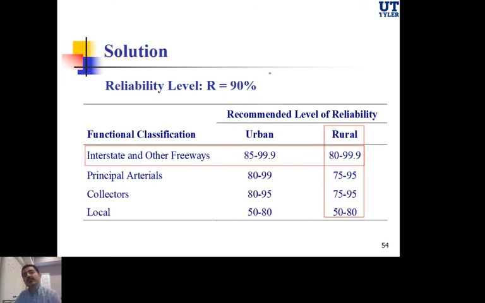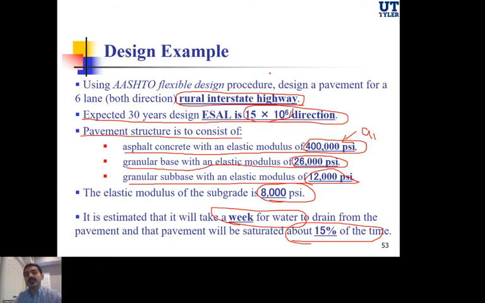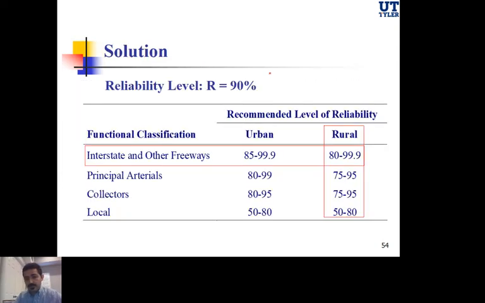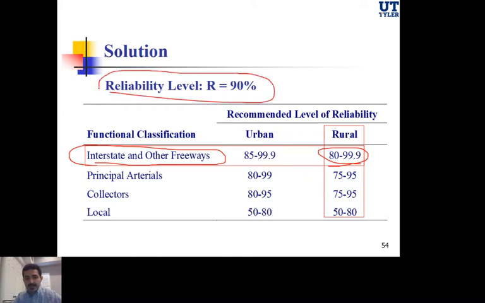So let's start with one of the simple things that gets us to this nomograph, the reliability level. It was told to us as a rural interstate highway. So it's an interstate, so I know the classification. It's not a principal arterial, it's not a collector, it's not a local, it's an interstate, and it's in a rural setting. That means the reliability level will be somewhere between 80 to 99.9%. I picked a reliability level of 90 as a midpoint. Again, if you pick 80, that's fine. If you pick 99.9, that's okay, but I picked somewhere in between.